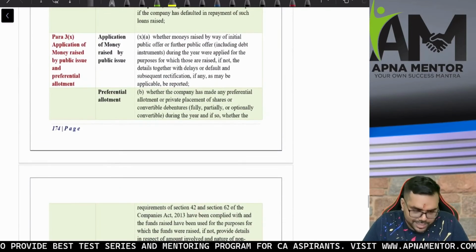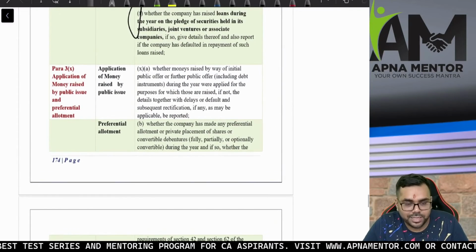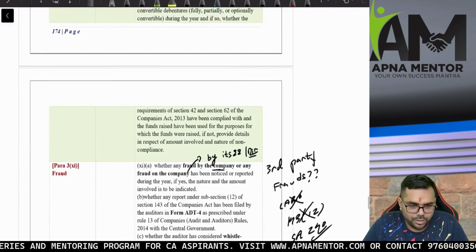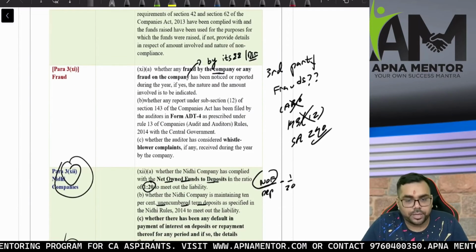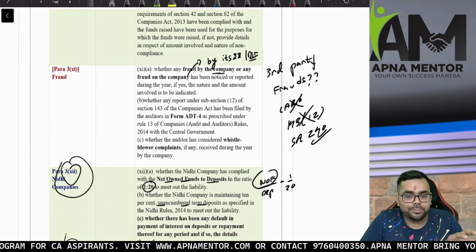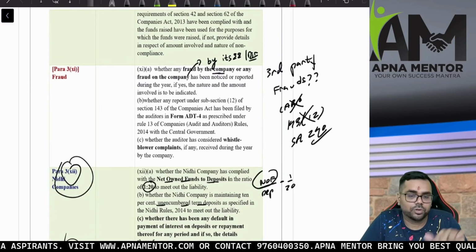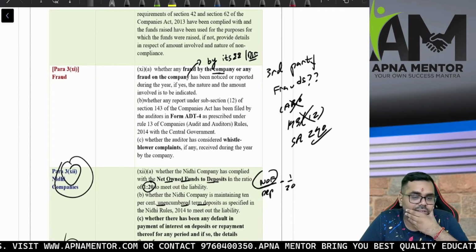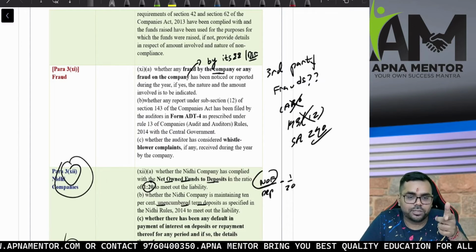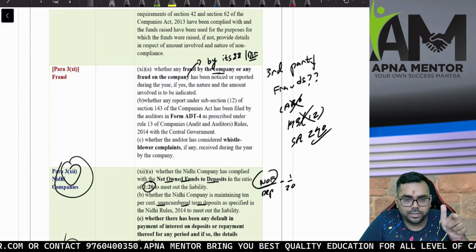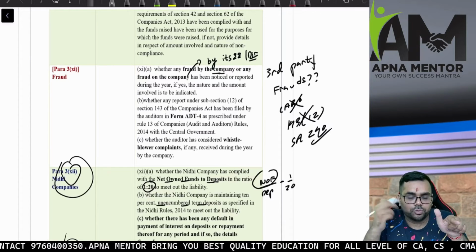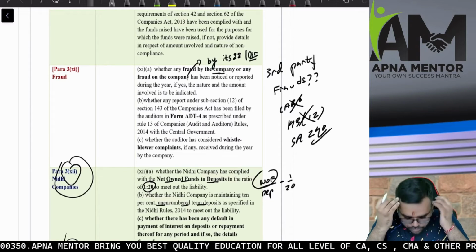Now, can you imagine that everything the company is doing, basically they are doing a fraud? So clause number 11 talks about fraud reporting. Right. Now it has a deep correlation with SA 240. It has a deep correlation with section 143 subsection 12 of the Companies Act. Because 143 subsection 12 also talked about fraud reporting, where the auditor needs to report the fraud to the CG. SA 240 also talks about fraud reporting.